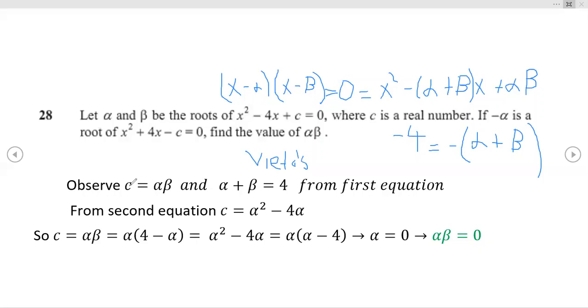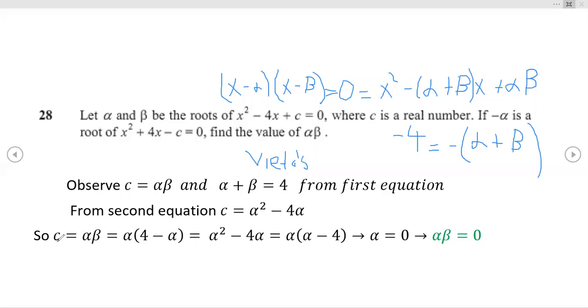And you see, we have two different representations for c. We have alpha beta equals c, and alpha squared minus 4 alpha equals c. And that's usually a good thing, because usually you're going to be able to cancel some of the variables. So this is the information from the first and second equations.